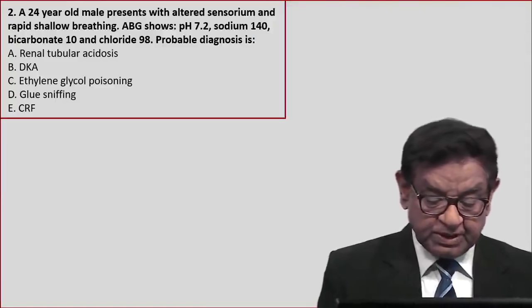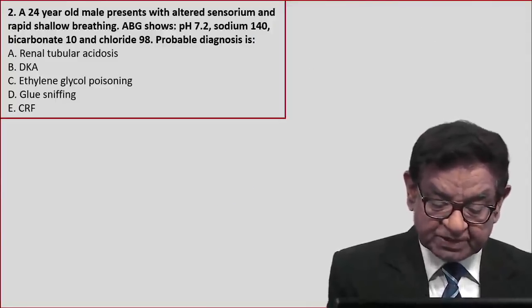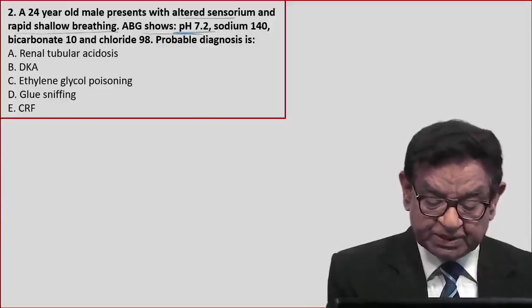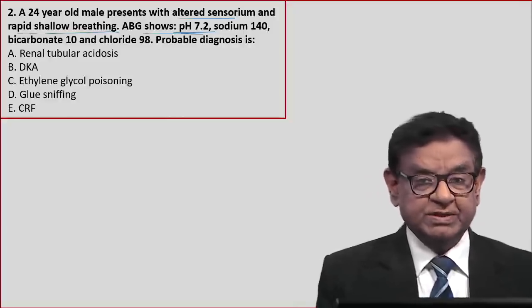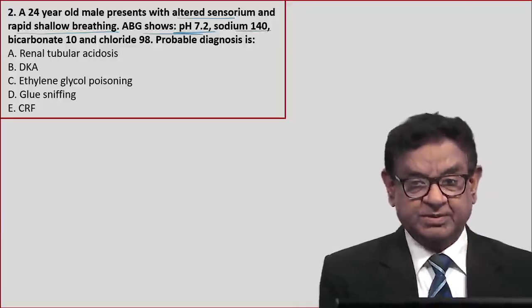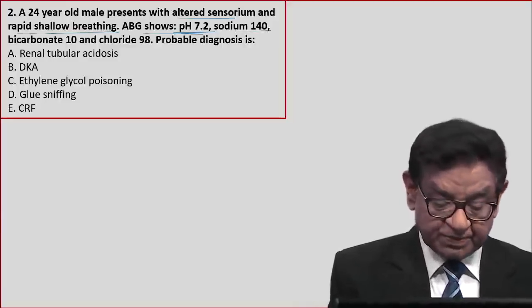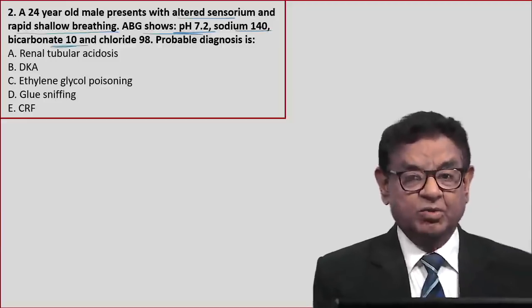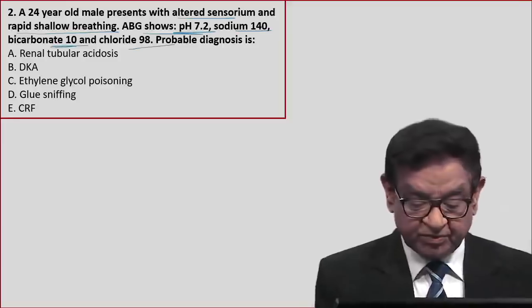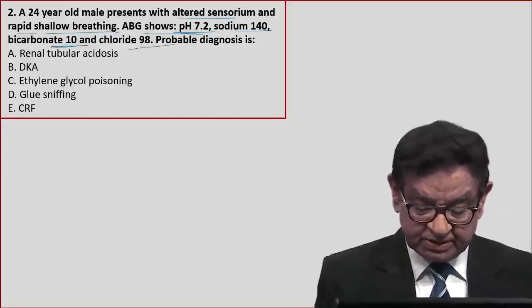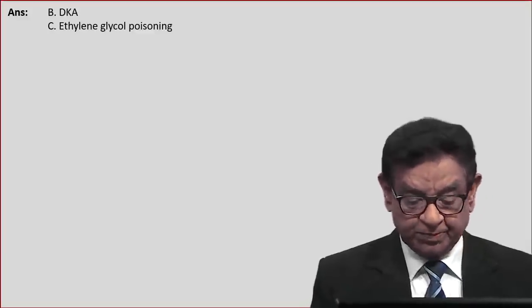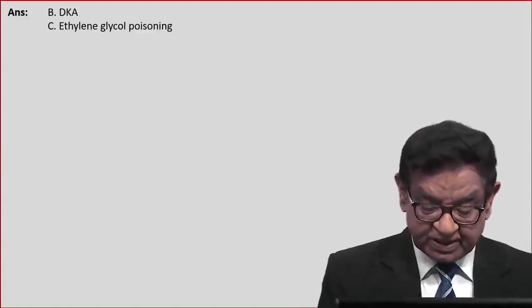Question number 2. A 24-year-old male presents with altered sensorium and rapid shallow breathing. ABG shows pH of 7.20, that means he has acidosis. Sodium is 140, that is normal, but bicarb is 10, low bicarb. Chloride is 98, fairly in the normal range. What is the most likely diagnosis? The answer of this question is DKA and ethylene glycol poisoning. Why? These are the answers.